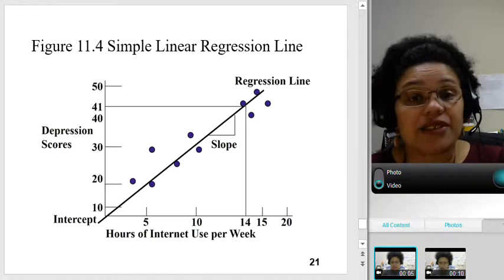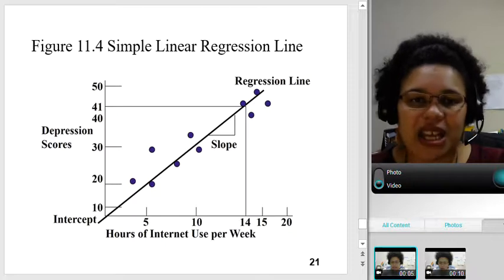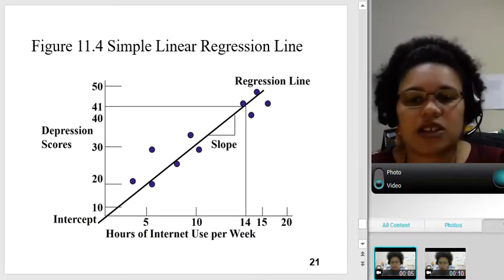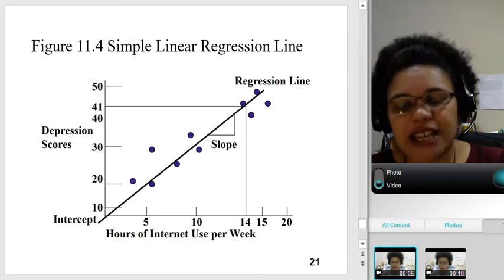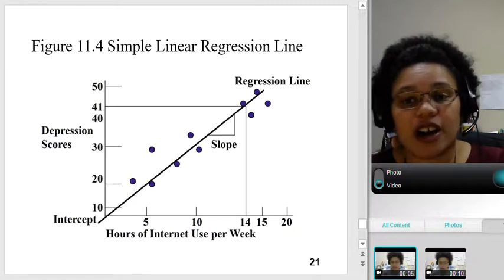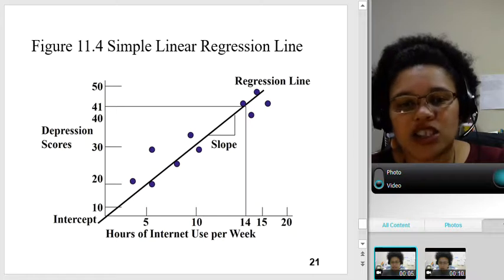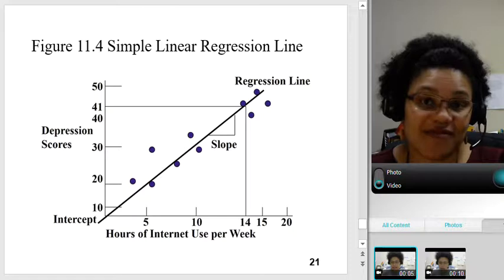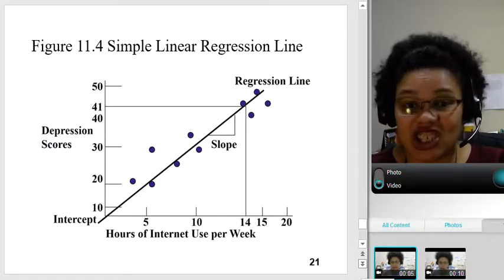And so again, we have a scatter plot, right? That's the dots. And then the line is the best fitting line to represent the dots. Basically, the line is our regression line, or our line that predicts what the depression score will be given the hours of internet use. So regression is for prediction generally.